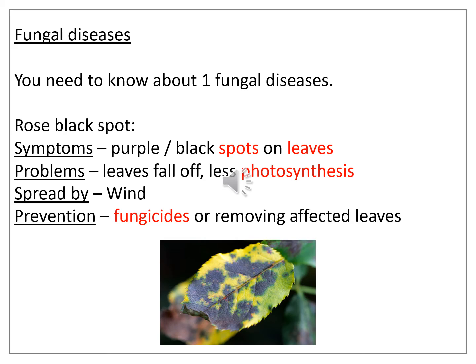Other problems rose black spot can cause are the leaves falling off. This is dangerous because the leaves will contain the fungal spores, and if they transfer to another plant, that plant will also become infected. The fungus can also spread through the wind, so prevention or a cure is treating the plant with fungicides or removing the affected leaves and burning them. Remember, anything that ends with -ides is going to kill something. So fungicides kill fungi, pesticides kill pests, insecticides kill insects.